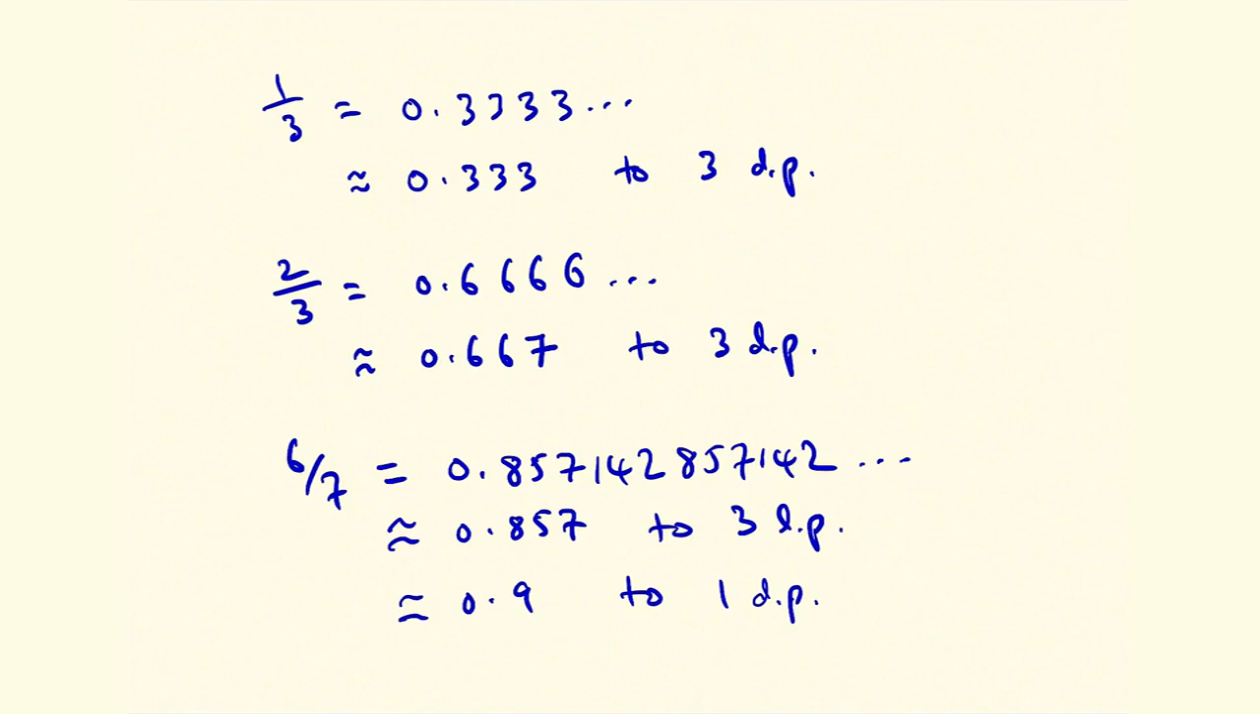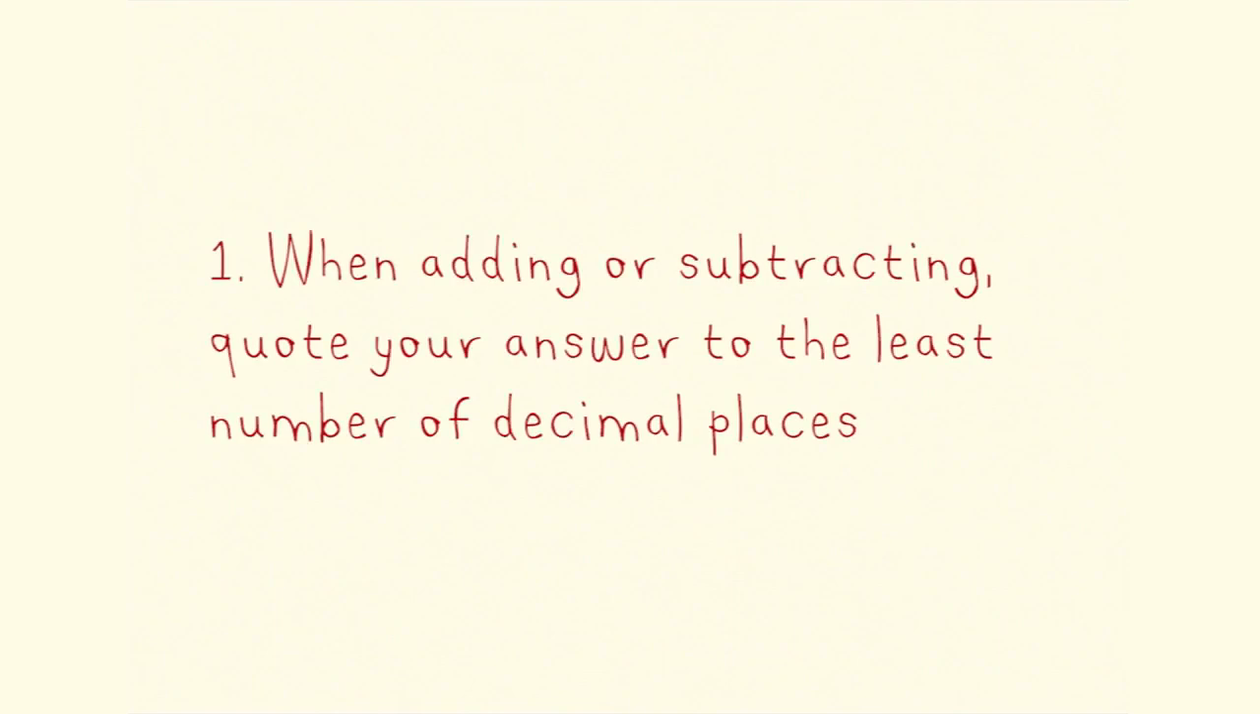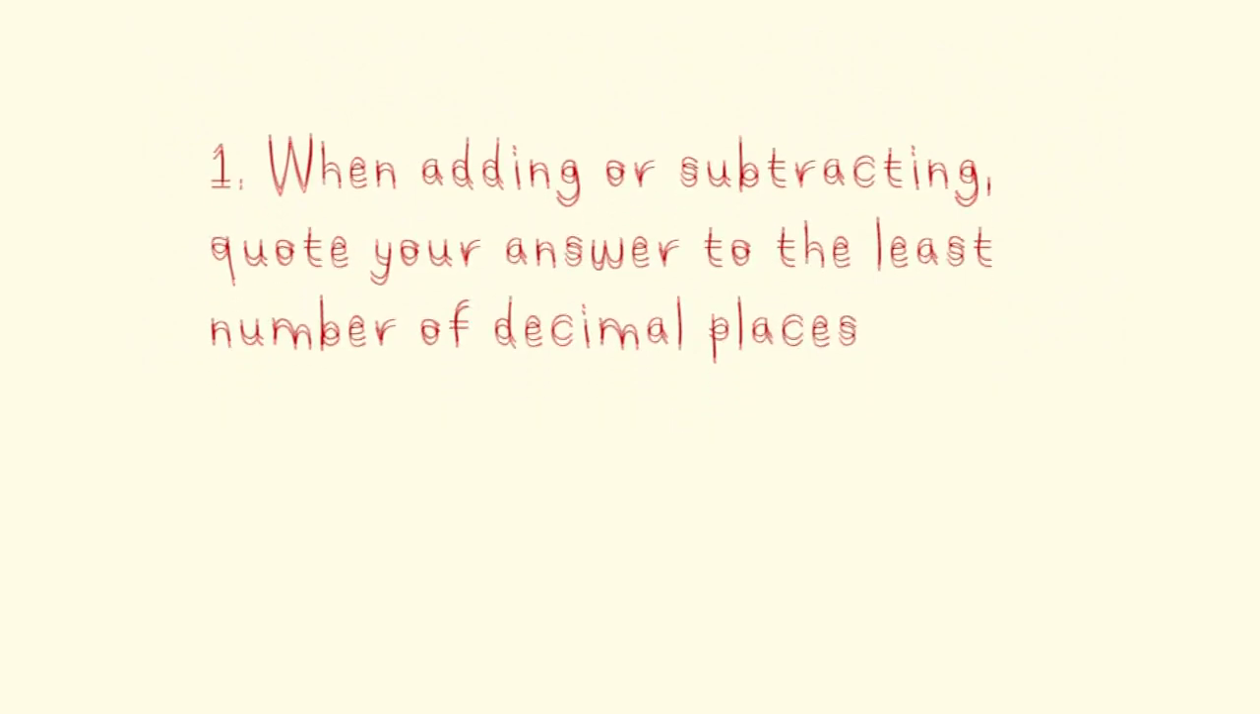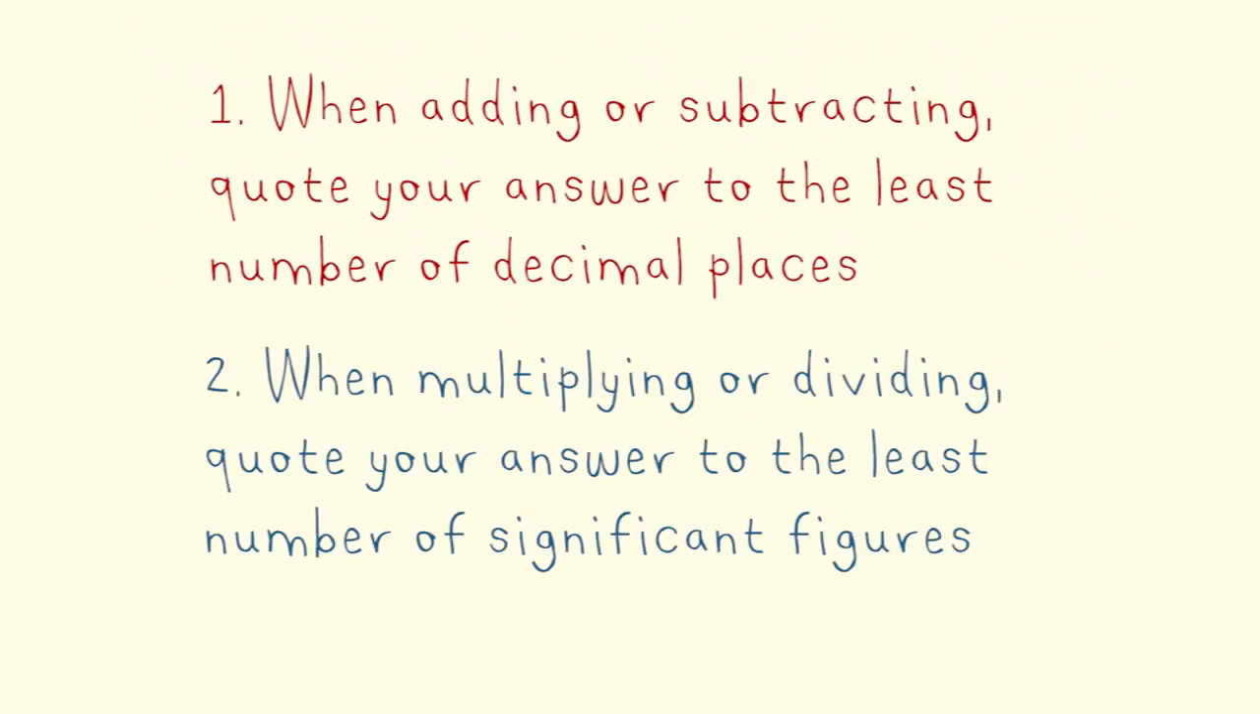Now the real number line is equipped with an arithmetic. You can do addition, subtraction, multiplication and division. And there are various rules for handling approximations when you apply these arithmetic operations. The first rule, when adding or subtracting, quote your answer to the least number of decimal places that is used. The second rule, when multiplying or dividing, quote your answer to the least number of significant figures that are used. I'll explain what significant figures are in a moment, but let's just illustrate the first rule.